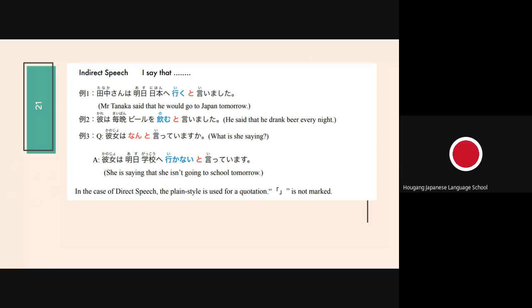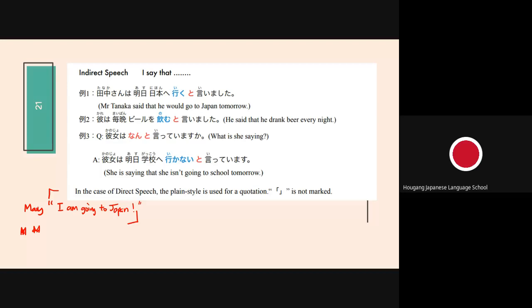Okay, what is indirect speech? So just now what we did, right? Let's say your friend, let's say Mary. Mary said, I am going to Japan. Yeah, I'm going to Japan. Okay, then you want to tell me that Mary said she's going to Japan, right? Then if you copy her speech, you will tell me, oh, Mary said I'm going to Japan. Mary said, you know, it's a bit weird, right?